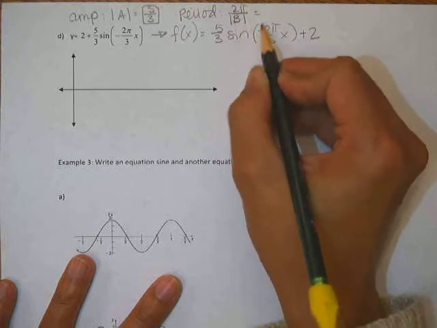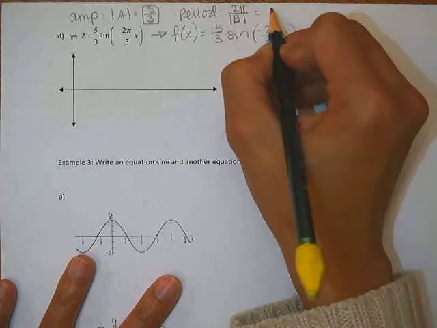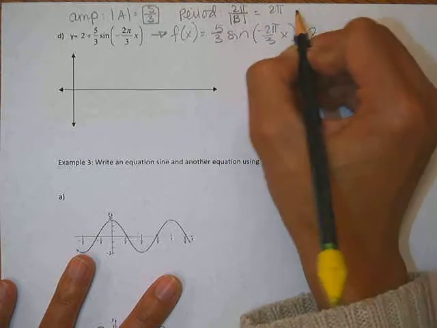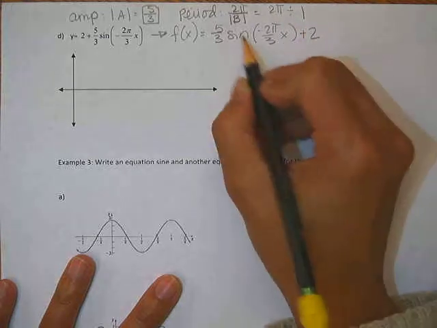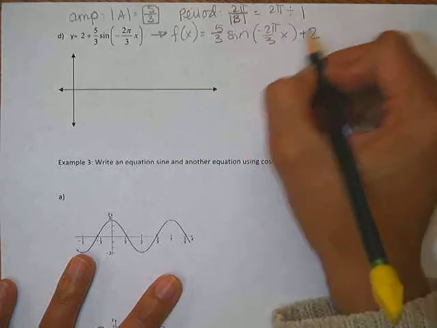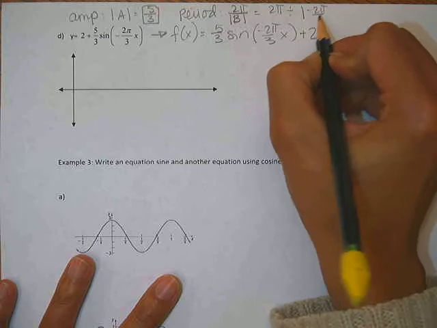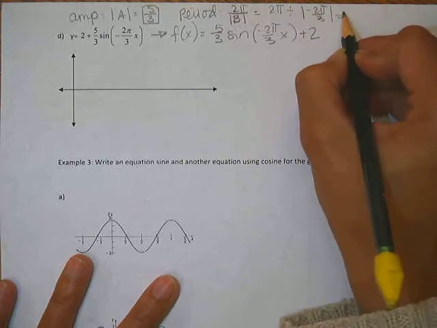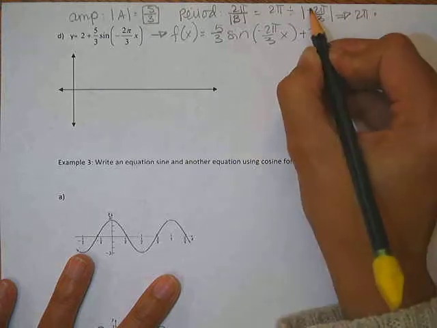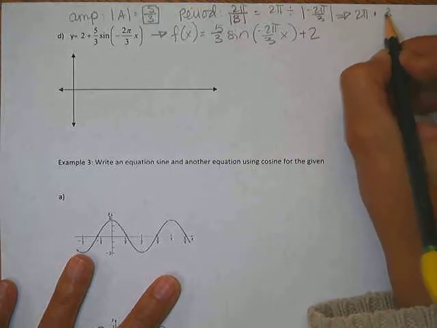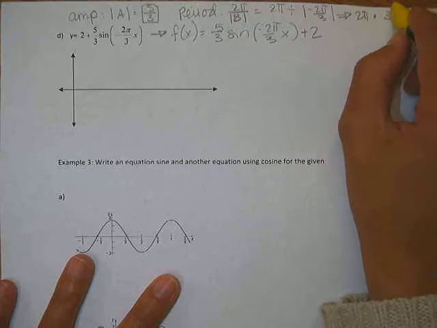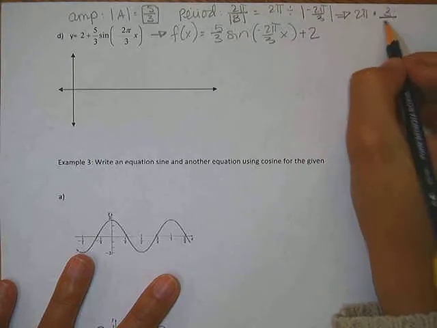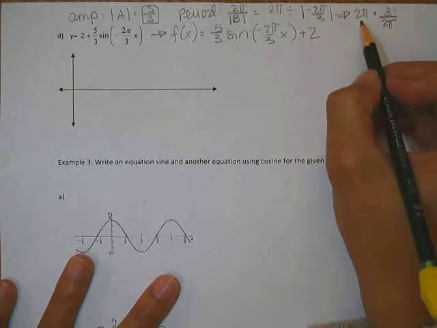B is going to be right here, the horizontal change. So we're going to do 2 pi divided by the absolute value of negative 2 pi over 3. I'm out of space, so I'm writing division with the 2 dots. Dividing, I'm going to change it to multiplication. So 2 pi times 3 over 2 pi, since the absolute value of any negative number is positive.